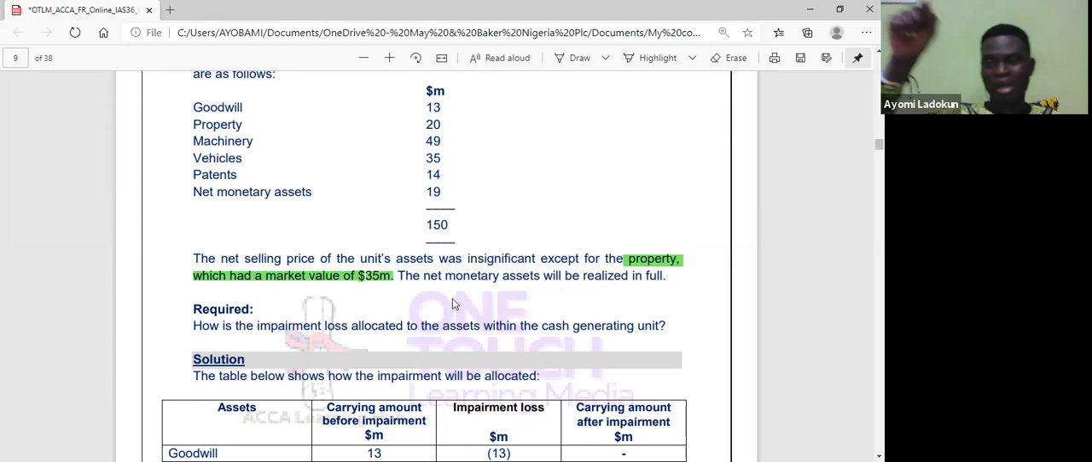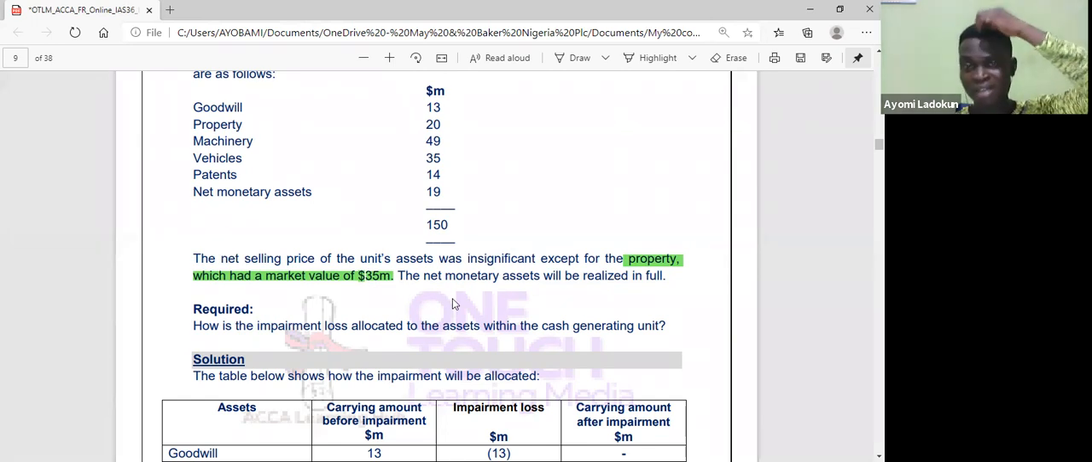My class, I have this question for you. Grab your keypads, go to the chat room. Property. Is property impaired? I need your answer before we move on. I was told that property had a market value of 35 million. I need you to respond. Is property impaired?